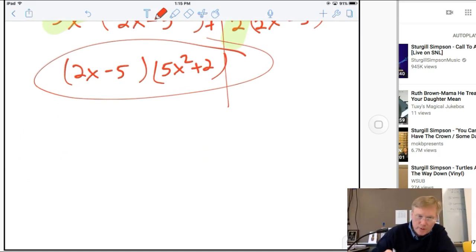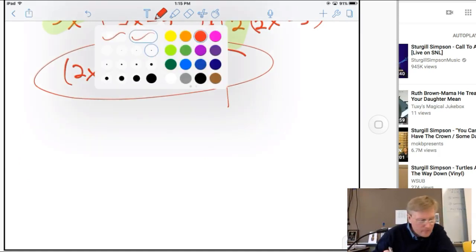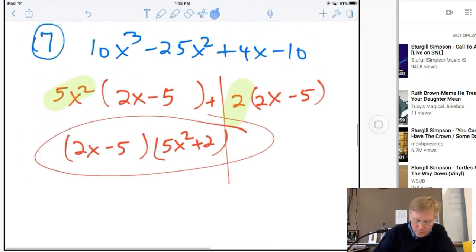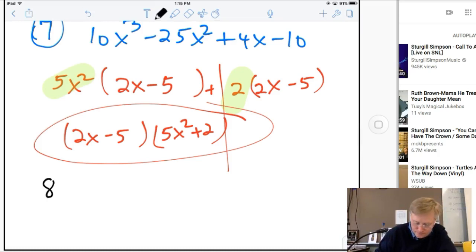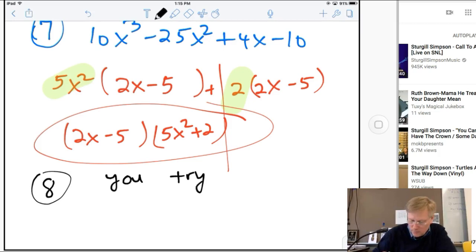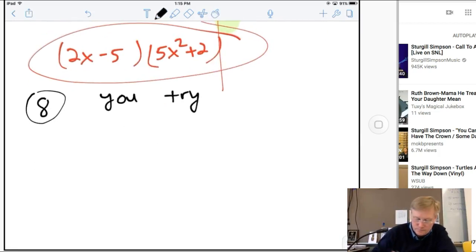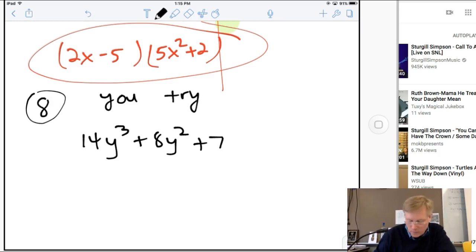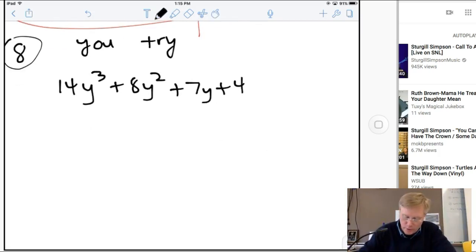Last one, we're going to do a you-try. And I am on number 8. 14y to the 3rd plus 8y squared plus 7y plus 4. Okay, you try. Hit pause and come back.